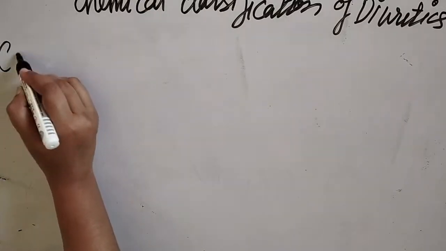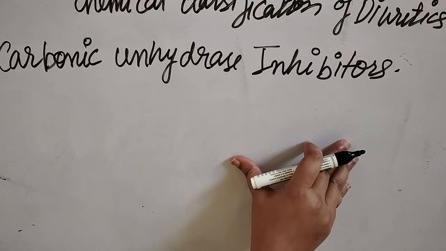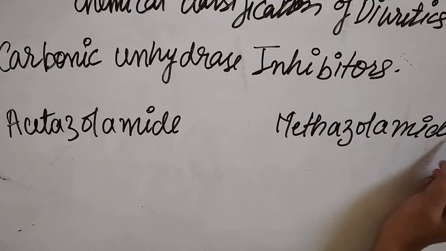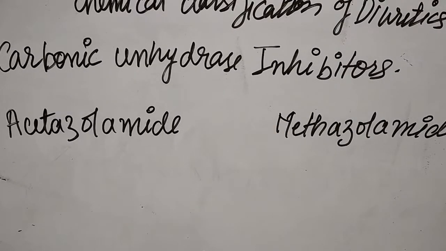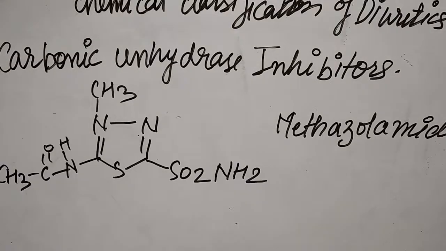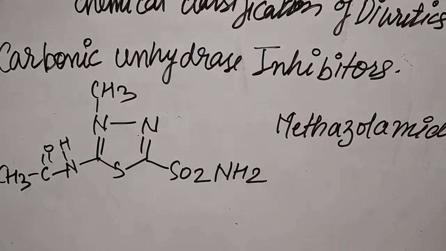In the chemical classification, the next category is carbonic anhydrase inhibitors. Examples are acetazolamide and methazolamide. So they are examples of carbonic anhydrase inhibitors. This is the structure of acetazolamide. Now we will draw the structure of methazolamide. This is the structure of methazolamide. Acetazolamide and methazolamide are examples of carbonic anhydrase inhibitors.